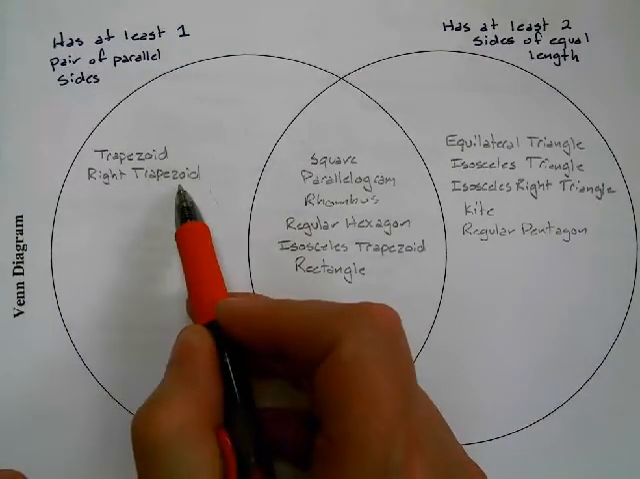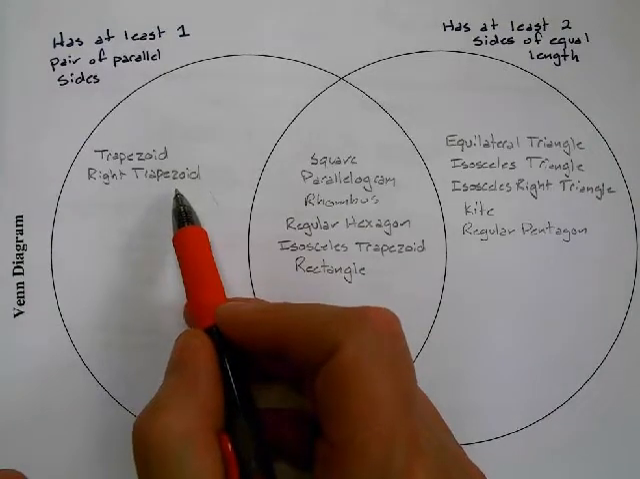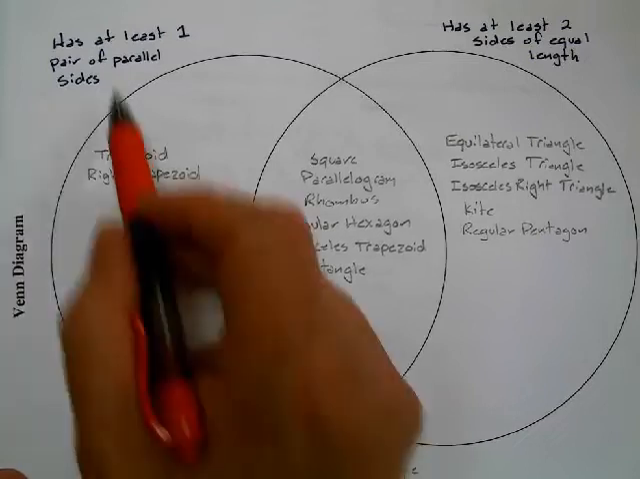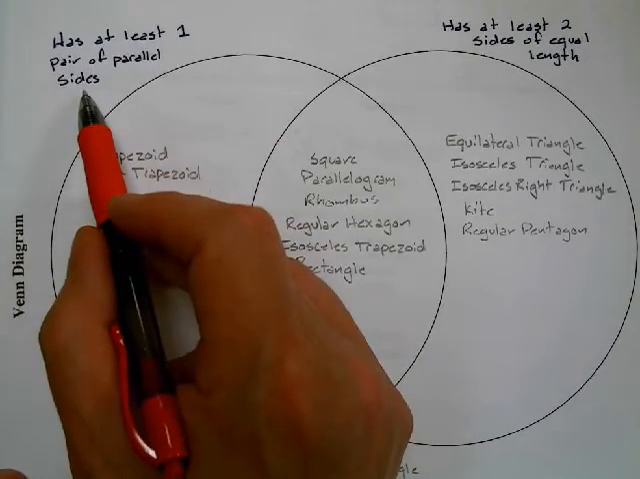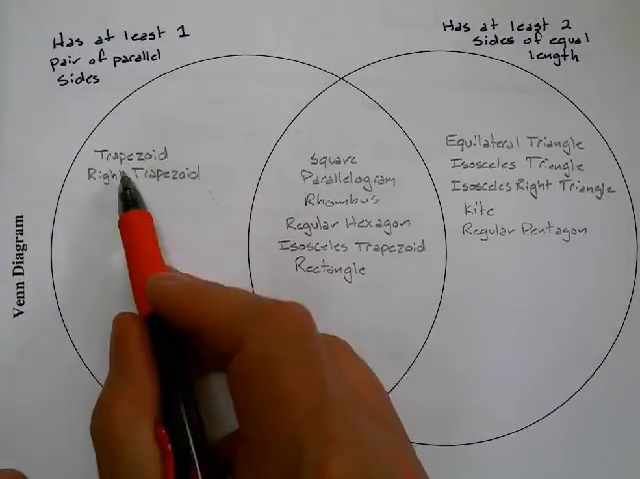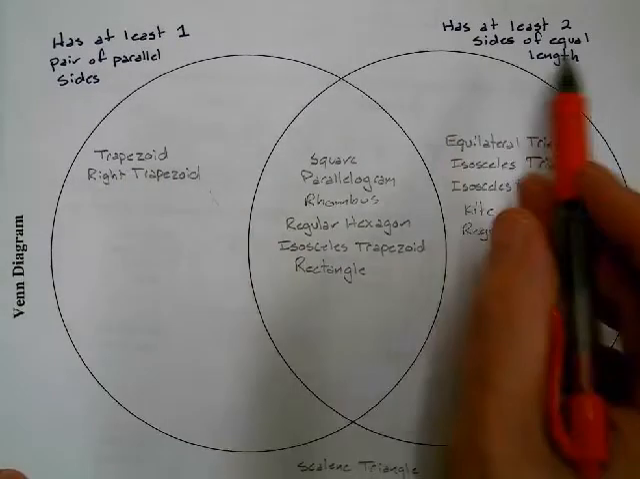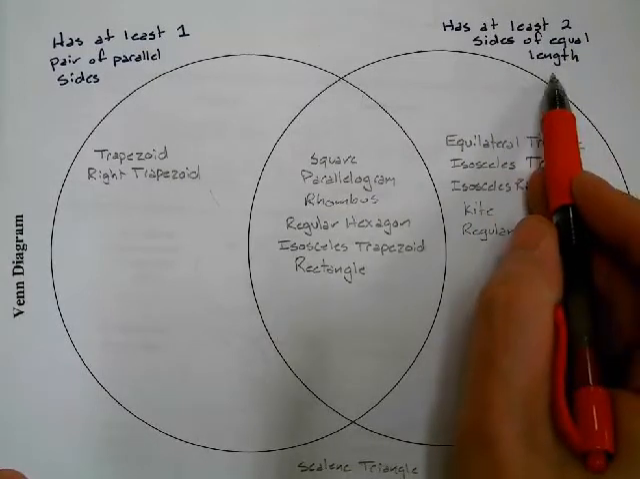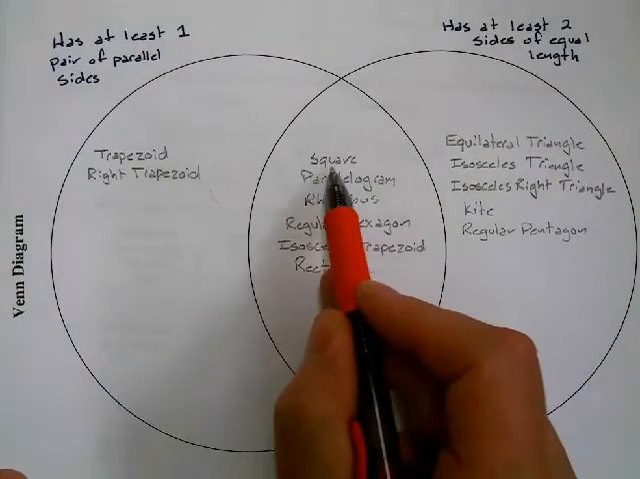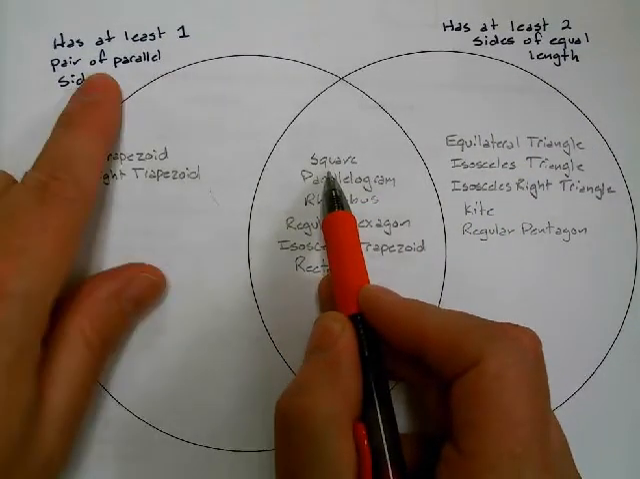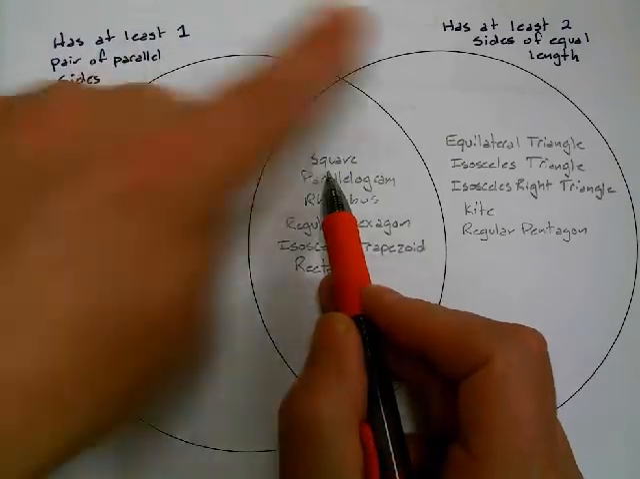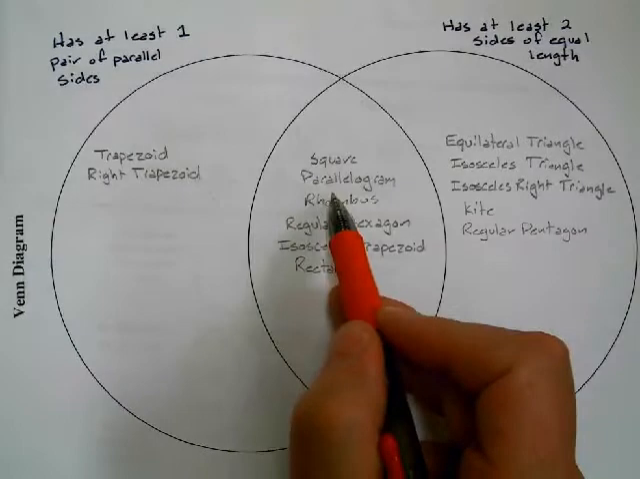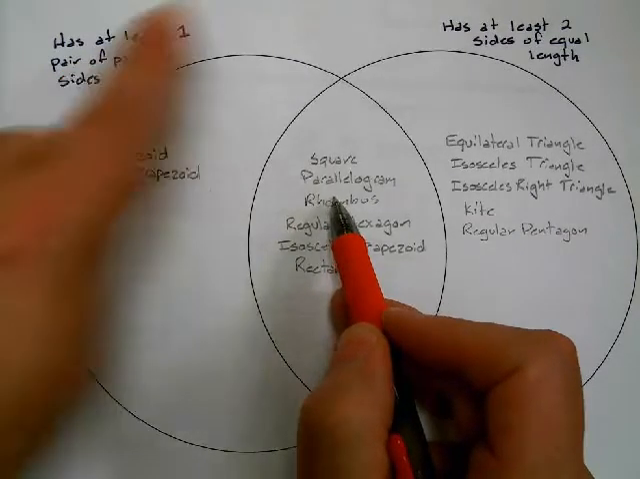You might be asking yourself, well, Mr. Holcomb, why am I not putting a square right here? Because that has at least one pair of parallel sides. I'm not putting a square here because a square also has at least two sides of equal length. So that's why it goes in the middle here, because a square has parallel sides and it has sides that have equal lengths. Parallelograms have parallel sides and at least two sides of equal length.